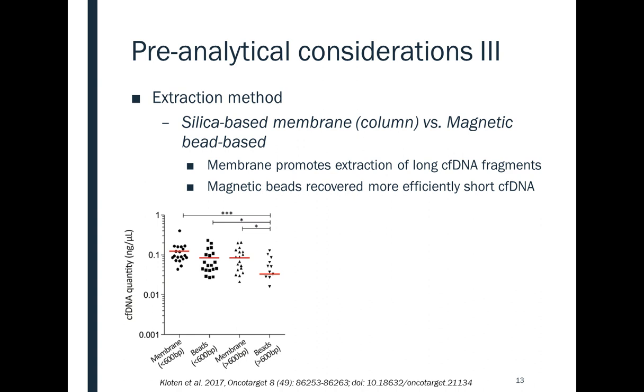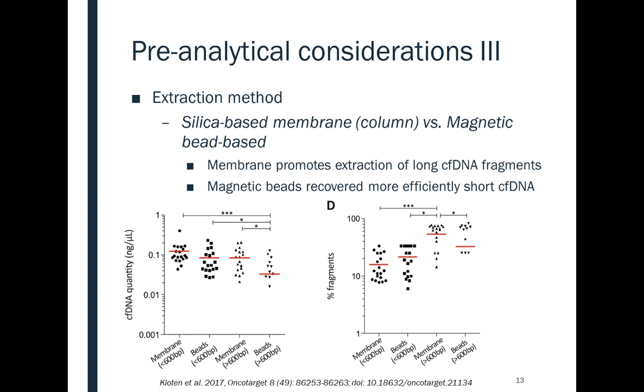Promega. The figure shows a comparison of measured cell-free DNA quantities in nanograms per microliter, isolated with membrane and bead-based isolation kits. On the left, the quantities of the short fragments below 600 base pairs are shown. On the right, the measured quantities of the long fragments are compared. As you can see, membrane-based isolation promotes extraction of long cell-free DNA fragments compared to the bead-based isolation method.